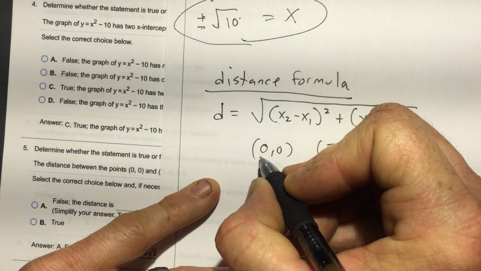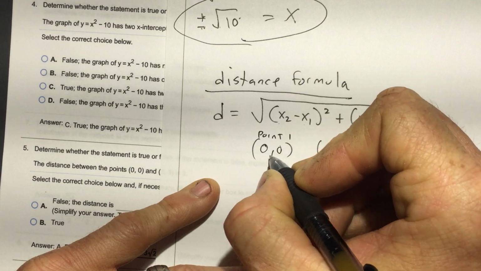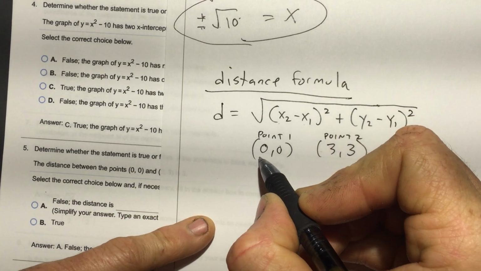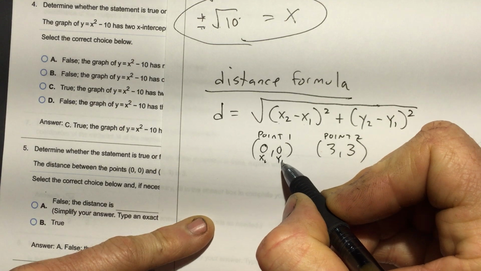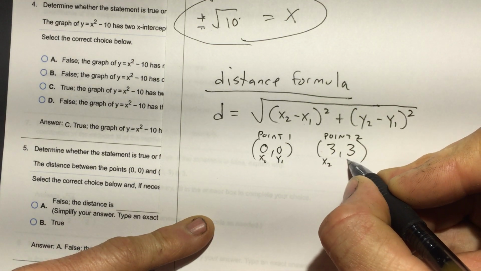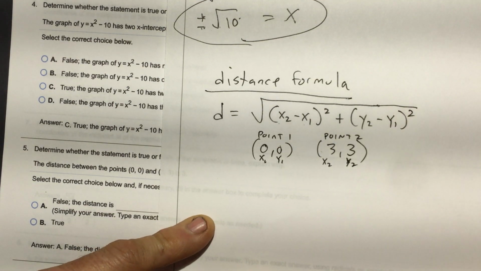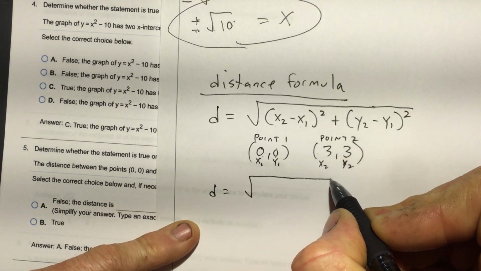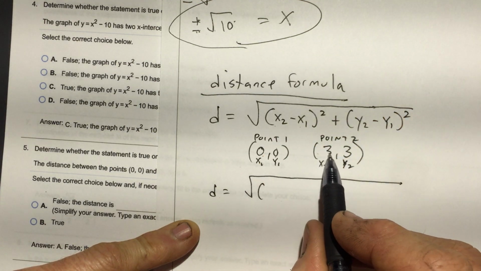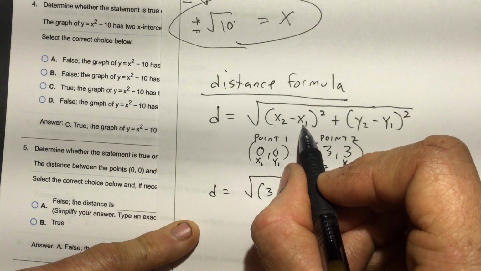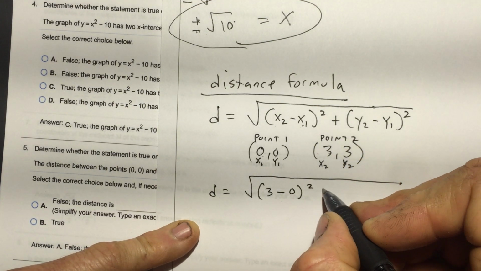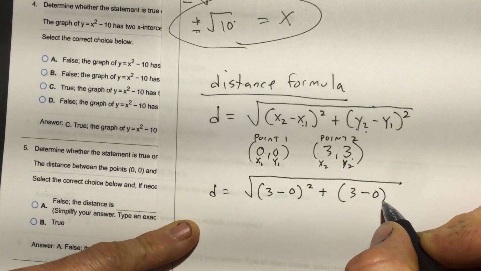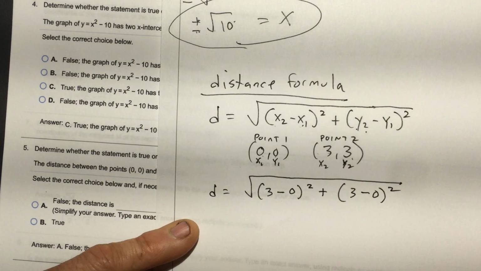All right, so here's what we're going to do. This one here, we're going to call this point 1 since it's first, and we'll call this one point 2 since it's second. So this is my x right here in point 1, and this is my y in point 1. And then over here, that's my x in point 2, and this is my y in point 2. And I just put those values in this formula right there. So my distance then is going to be the square root. My x in point 2, 3, minus my x in point 1, 0, and that's squared. Plus my y in point 2, that's 3, minus my y in point 1, that's also 0, and that's squared. So there's your numbers put in the formula.